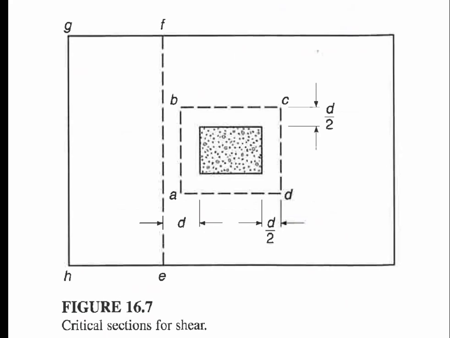So we have an ABCD shape that is identified outside of the footprint of the column. And we have a D over 2 identified here.